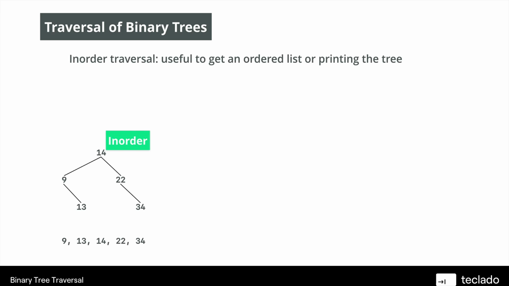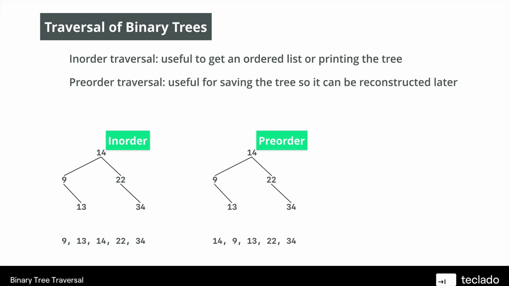So, in-order traversal is useful to get an ordered list out of a binary tree. Often it is also useful for printing the tree out. If you want to show it to your users, you want to maybe display it in a nice ordered fashion, like an ordered list, you can do that with in-order traversal. Pre-order traversal is actually useful for saving the tree, so it can be reconstructed later.